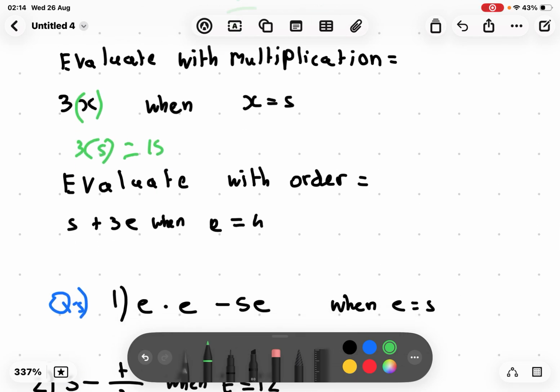But when it's in order, for example like here, we're going to replace it. However, we can't do this part first. We still have to stick to the multiplication order. So these two first, then 5, and that's going to be 17.